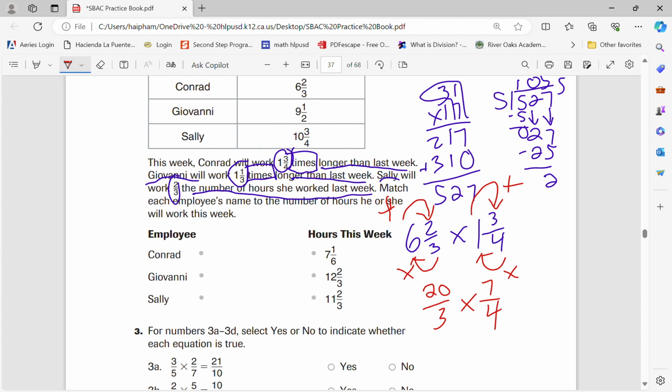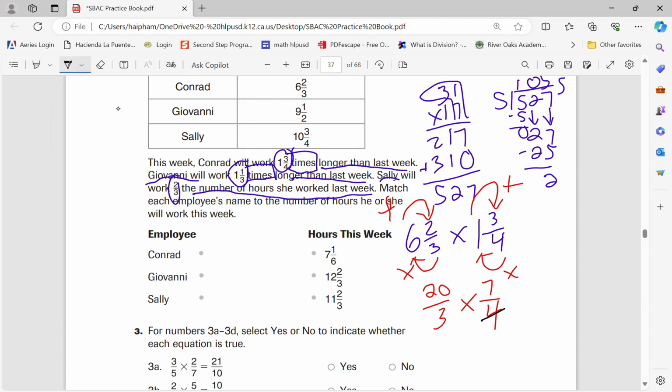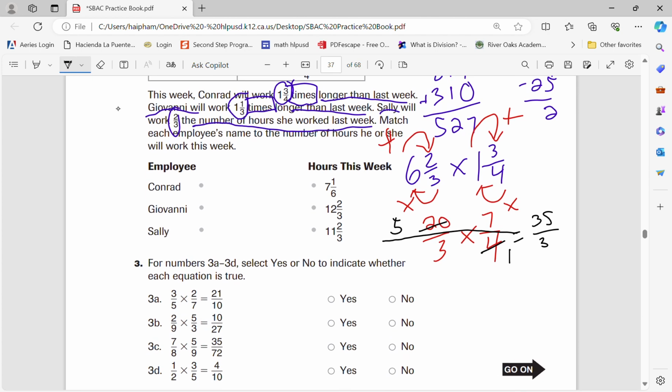Now let's look across to see if we have any flexibility of cross canceling here, and we do. 4 divided by 4 is 1. 20 divided by 4 will be 5. So that now we're ready to multiply across. 7 times 5 equals 35. 3 times 1 is 3. And let's go ahead and rename this as a mixed number.